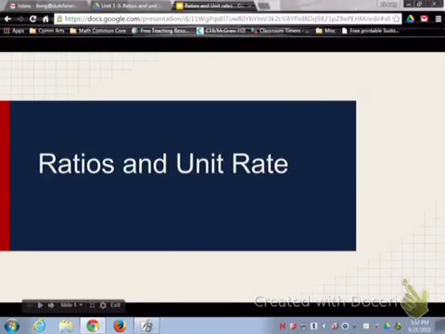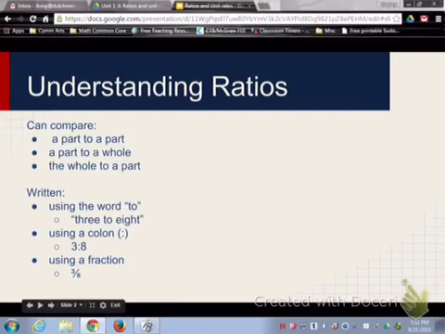Today we're going to talk about ratios and unit rates. So first thing we need to do is understand what ratios are. Ratios are something that compares. There are three different things we can compare. We can compare a part of something to another part. We can compare a part of something to the whole. We can compare the whole to just a part of something.